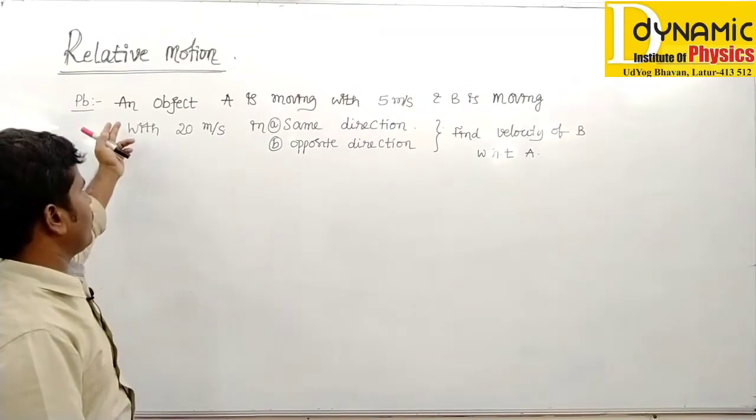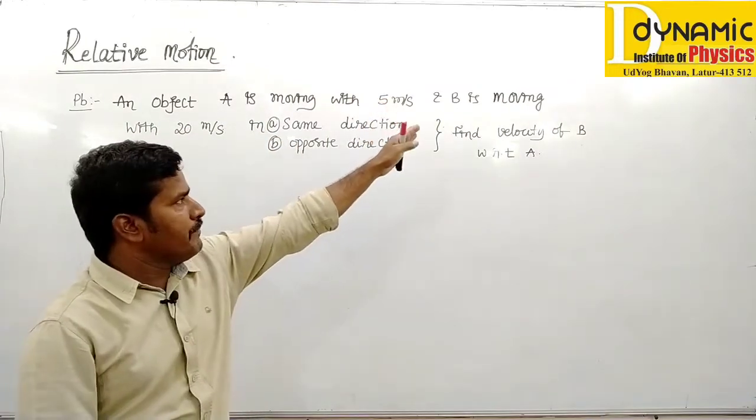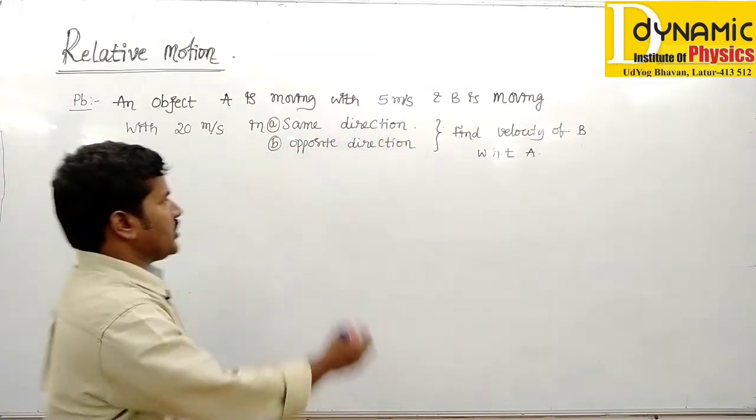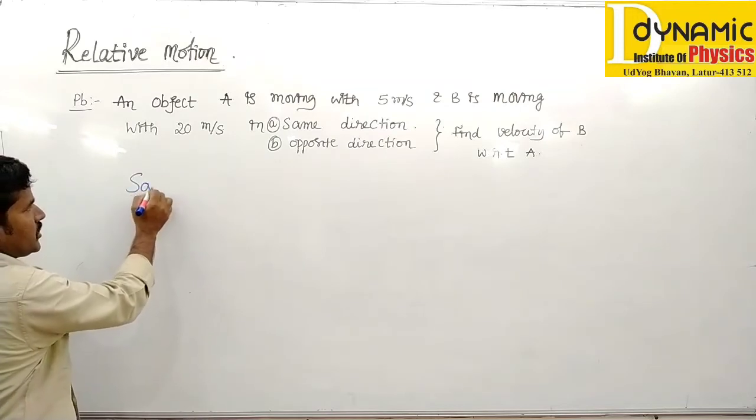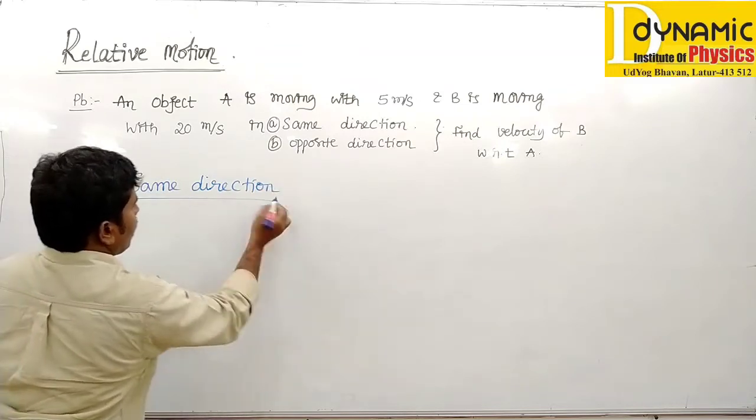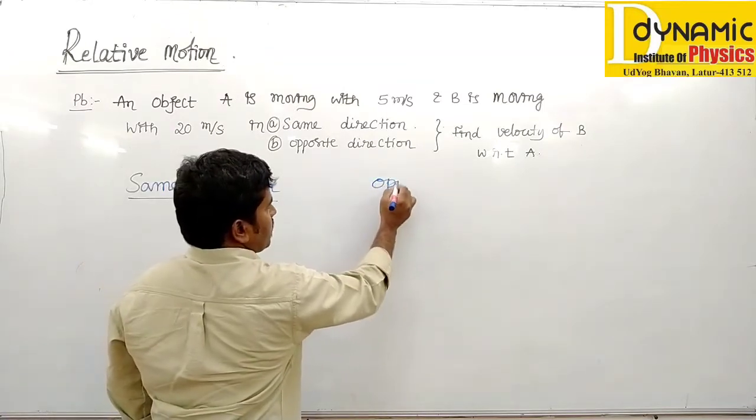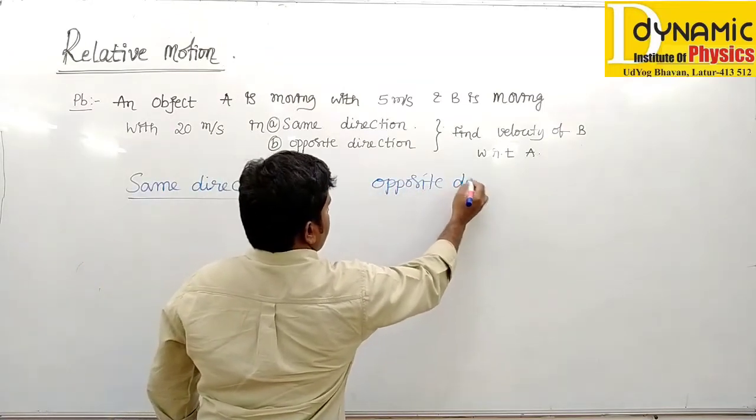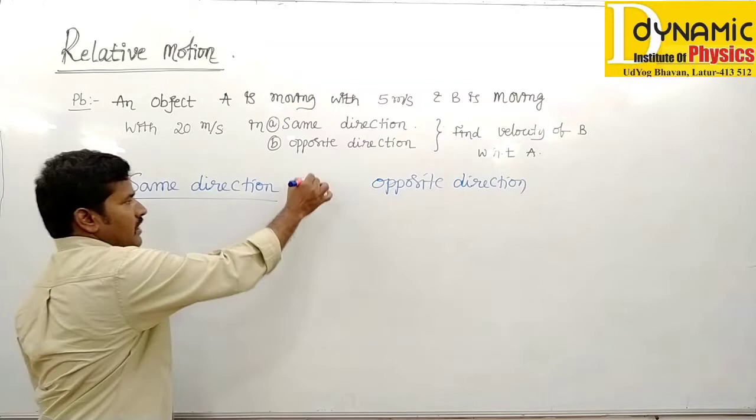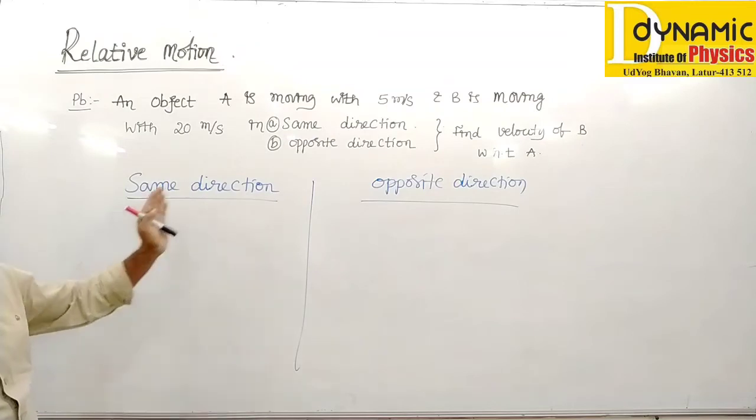In the given problem, an object A is moving with 5 meters per second and B is moving with 20 meters per second. In the first case, same direction: what is the velocity of B with respect to A? And in the opposite direction, what is the velocity of B with respect to A?